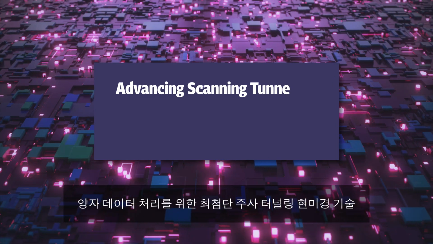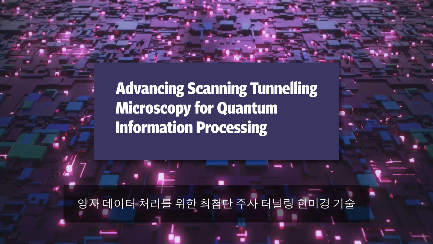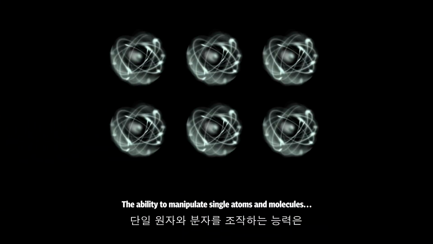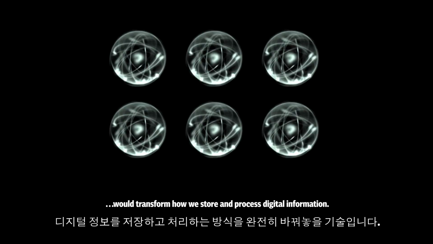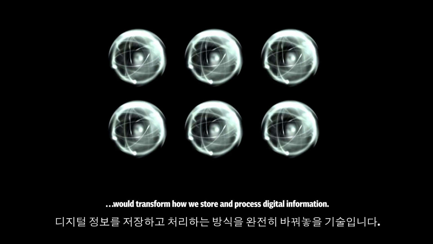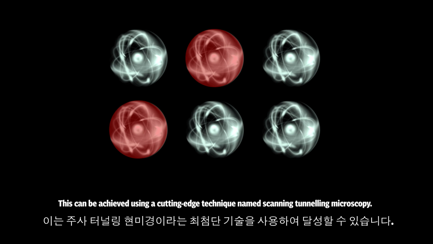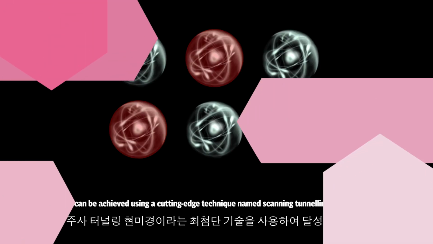Advancing Scanning Tunneling Microscopy for Quantum Information Processing. The ability to manipulate single atoms and molecules would transform how we store and process digital information. This can be achieved using a cutting-edge technique named Scanning Tunneling Microscopy.